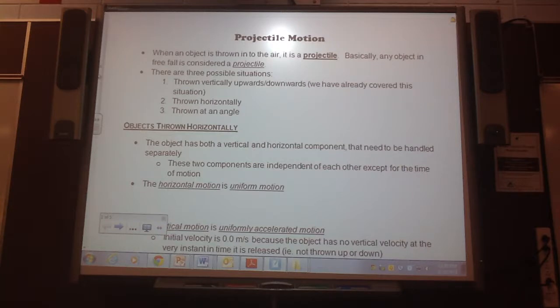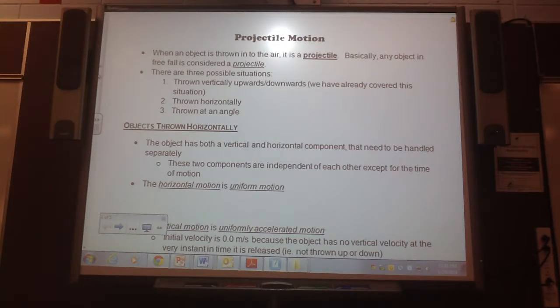Thrown horizontally, so just straight across. Or thrown at an angle, like this or like this, right? Okay? So first we'll just do thrown horizontally. So the object has both vertical and horizontal components, just like we've been looking at with our 2D vectors. So we're going to take our concepts of 2D vectors and apply them now to this.